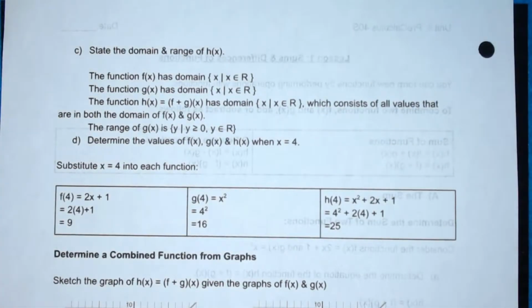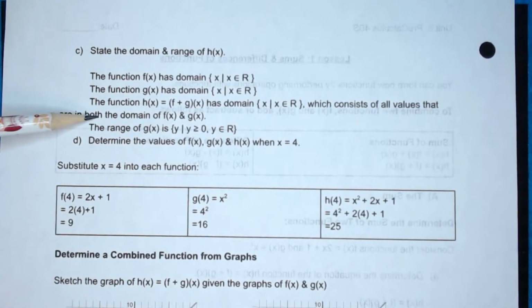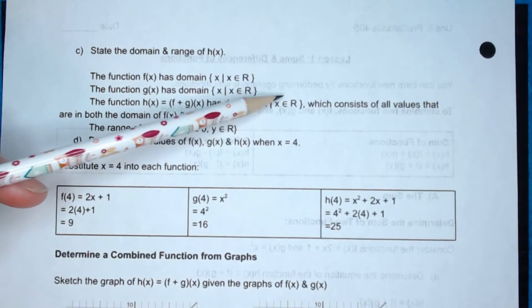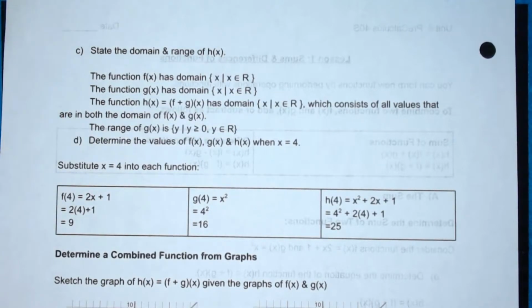The next thing that you might be asked to do is to state the domain and range of h of x. What you want to do is compare the domain of each of f of x and g of x and see what all the values are that exist in each function. Because f of x is a line that continues off into infinity in both directions, and g of x is a parabola that does the exact same thing, we know that the domain of h of x would also be an element of the real numbers.